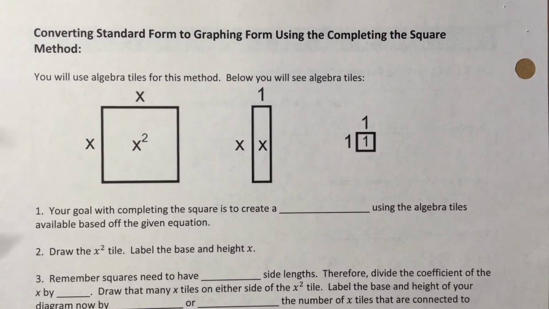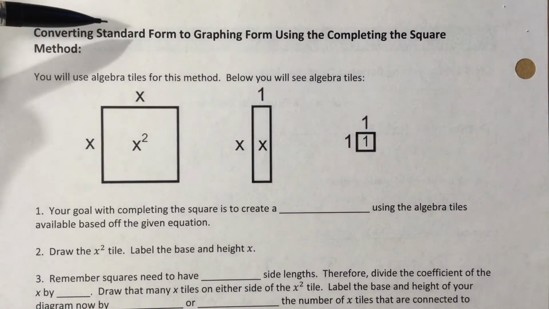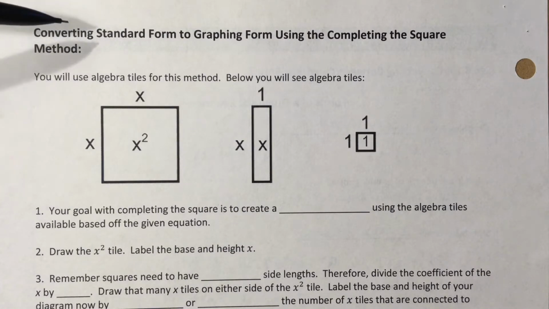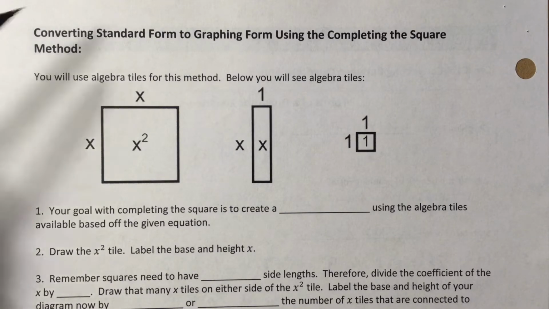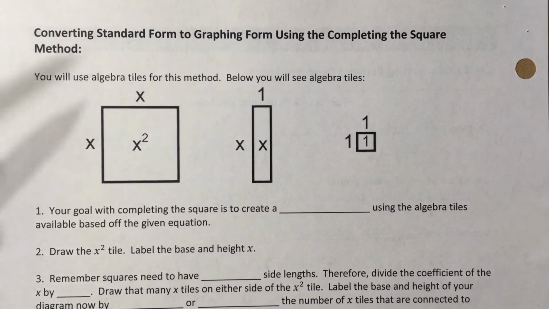Hey everyone, today we're looking at how to convert from standard form to graphing form. The last video showed graphing form to standard form, which was pretty straightforward. This way, going standard to graphing is a little bit more complicated, and I believe that this is the easiest way to do it. There are a couple other ways, but I think completing the square, which is what we're going to do, is the easiest way.